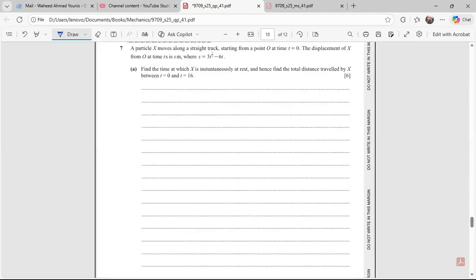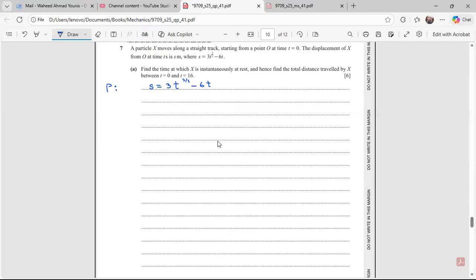So a particle X moves along a straight track starting from a point O at time 0. The displacement of X is given like this. We are talking about particle X, and we are given the displacement as a function of time: s equals 3t to the power 3/2 minus 6t.